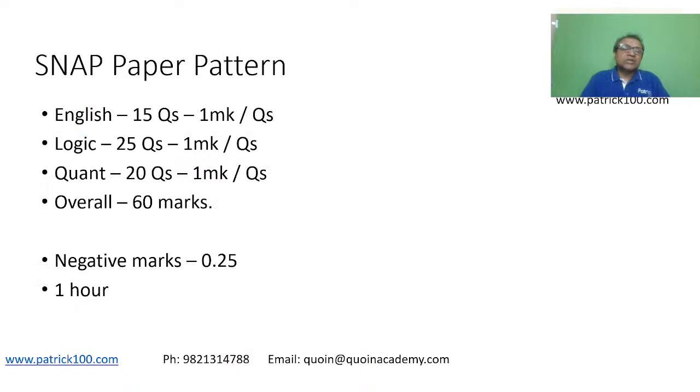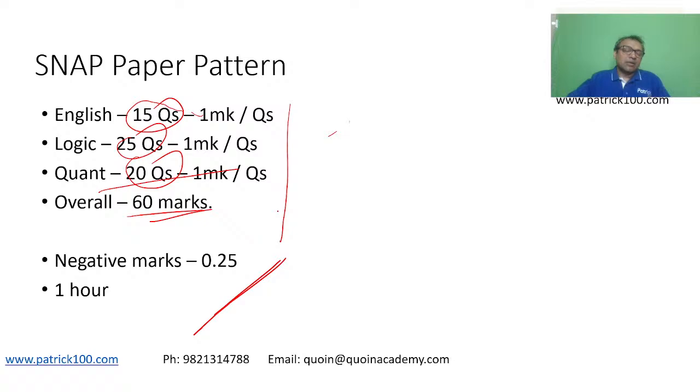Okay, just glance through the whole thing. We know the paper pattern. There will be 15 questions of English, 25 questions of logic, 20 questions of Quant, total 60 marks. Remember the negative marks which is there. So don't go for random wild guessing. That desperate measure to randomly guess some questions, don't do that. If you have a fair idea, you can do intelligent guessing and go about doing it.